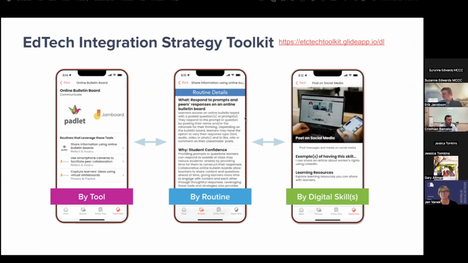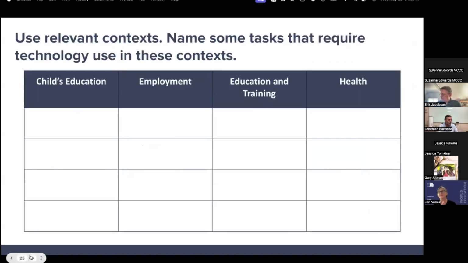All right, the next strategy is to use relevant context. So I just gave an example of using Google Forms as an exit ticket. And then I said, oh, maybe you could use like Menti or something else. But Menti is not necessarily something students are going to encounter in their daily lives. So maybe not the best choice, because we really want to make sure that the technologies that you're bringing in to support instruction are also technologies that learners might encounter when they leave the classroom.